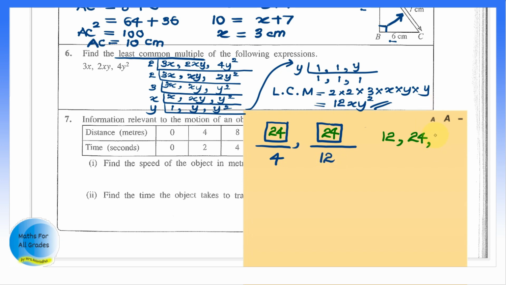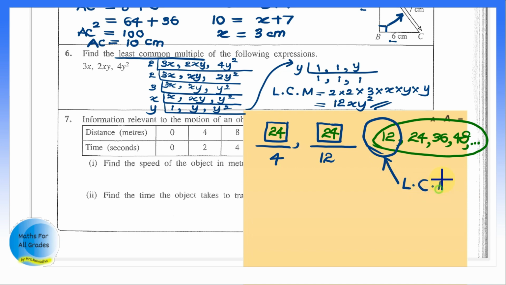The next number is 36. And the next number after that is 48. And after that 60, and so on. Now what is the smallest number among these? It's 12. Yes, you're right. It's 12. So we call 12 the least common multiple of 4 and 12. So did you get the idea now? Think about the numbers divisible by the given numbers and it should be the least one.